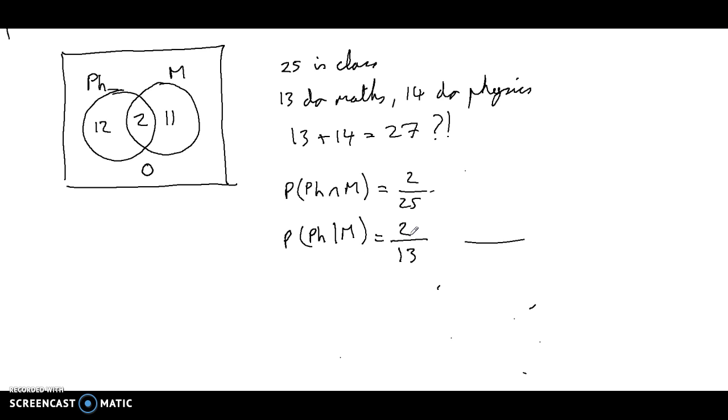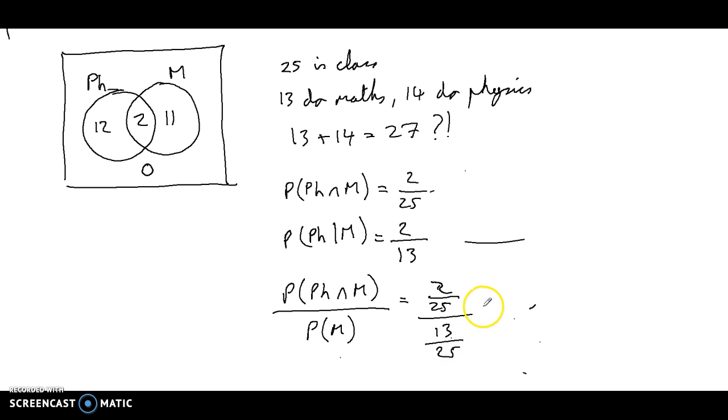So 2 in 13. But again, how does that tie in with what we talked about before? This formula of physics and maths divided by the probability that they do maths. But again, if I fill in those probabilities, the probability they do physics and maths, if I'm choosing from the group, is 2 in 25. That's what we did up here. If I ask what the probability of choosing someone that does maths from the group is, well, there's 13 mathematicians out of the 25. If I do this fraction divided by this fraction, I flip this one over, I multiply them, I cancel out by diagonals, and I'm left with 2 over 13. So I get the same answer.